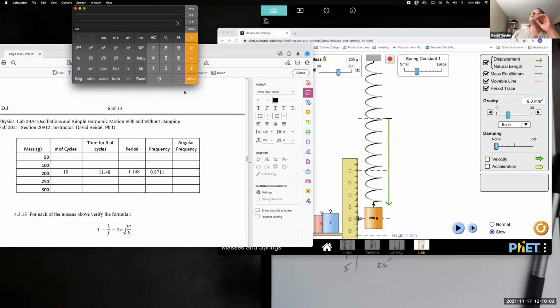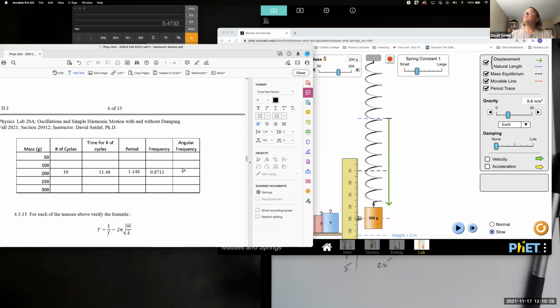And that's not correct. 5.4733. Okay, so that's my angular frequency. That was all at 200.